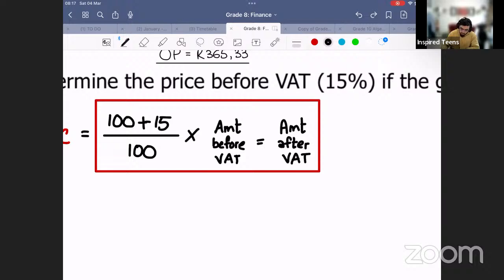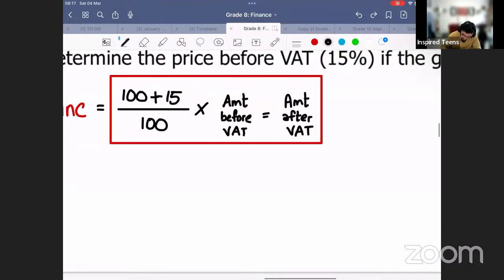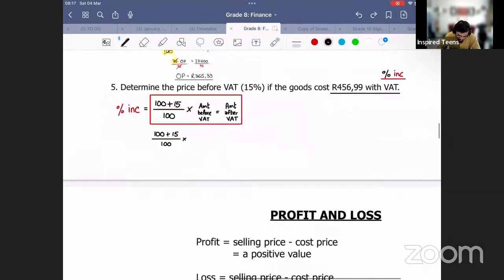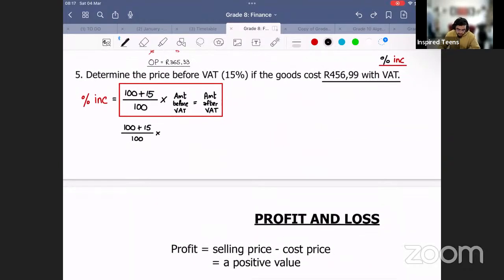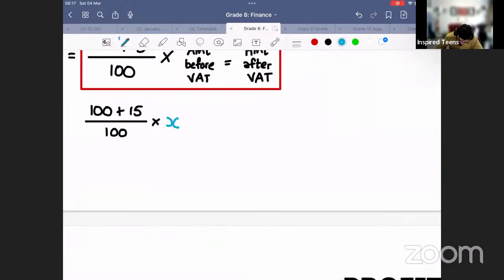That's what this formula states. So now I can substitute values. I'm going to say 100 plus 15 divided by 100 multiplied by. Now you need to ask yourself, do you have the amount before VAT? Let's read the question. It says determine the price before VAT if the goods cost that much with VAT. So in this question, we don't have the price before VAT. They want us to determine it. So I'm going to call it X. It's an unknown.